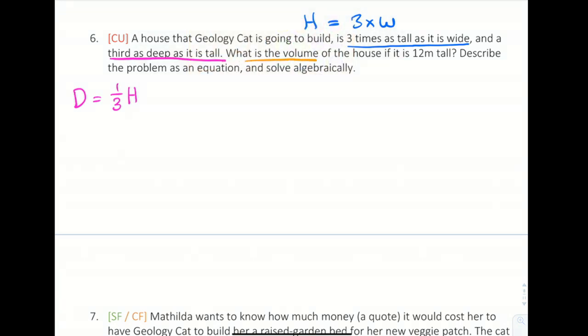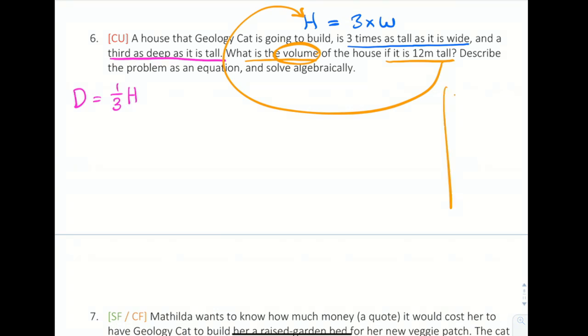What is the volume of the house? So that's the main goal. I need to find the volume of the house, if it is 12 meters tall. That sounds like a height measurement, so let me stick that in there. I already know its height, so let's just put our thinking space here. We know the height is 12 meters. Do we know its width? Do we know its depth? We don't know yet, but we can figure it out.